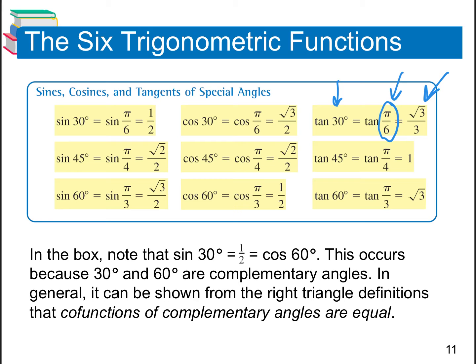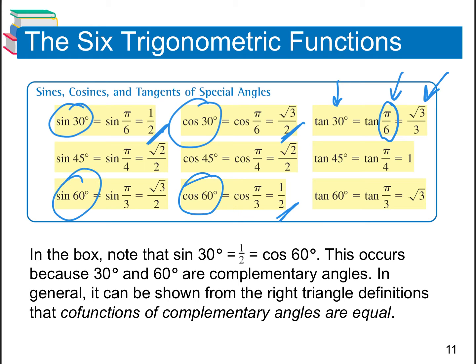If you notice here, 30 and 60, those are complementary angles of each other. If you notice, the sine of 30 is 1/2, the cosine of 60 is 1/2. If you notice, the cosine of 30 is root 3 over 2. Well, the complement, the sine of 60, is root 3 over 2. Everything on the unit circle is closely related and all derived from that unit circle.